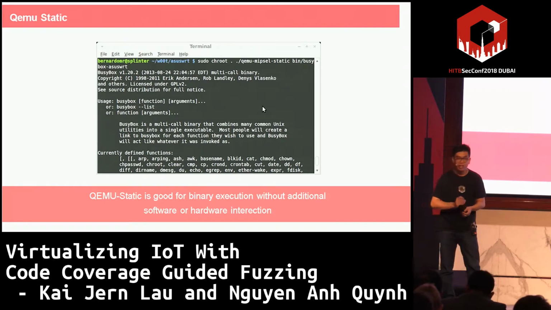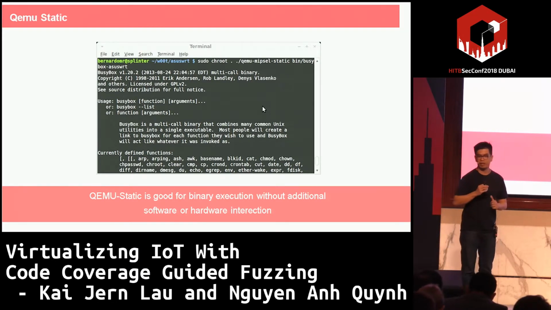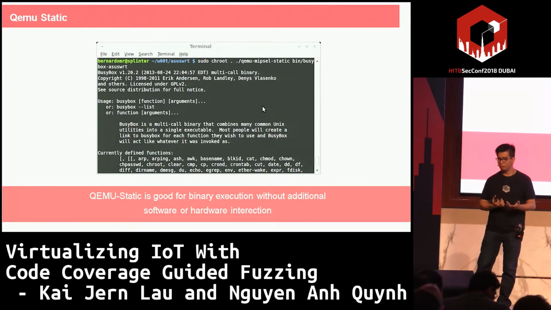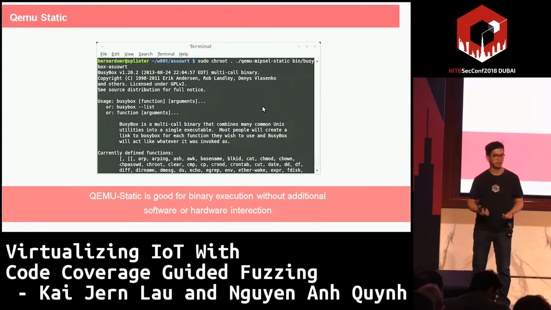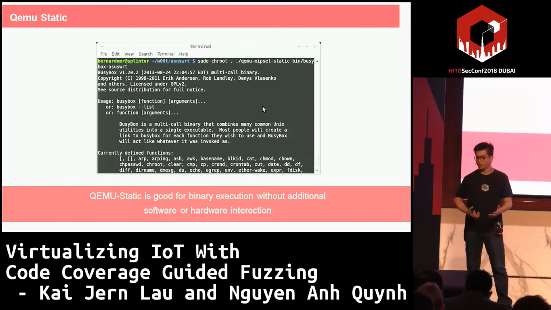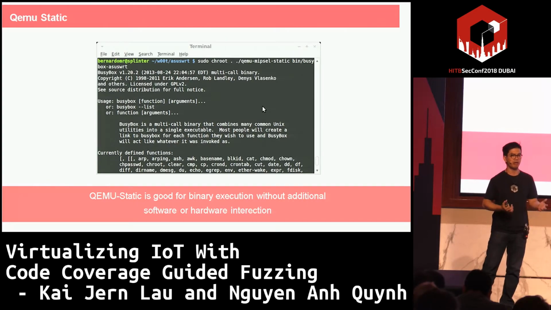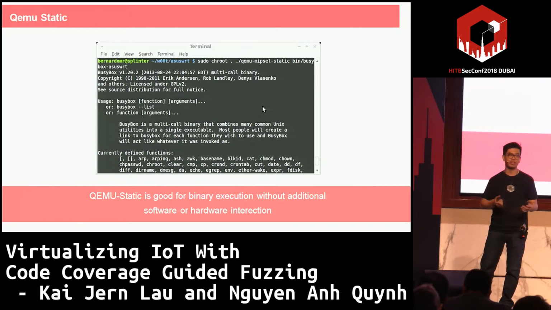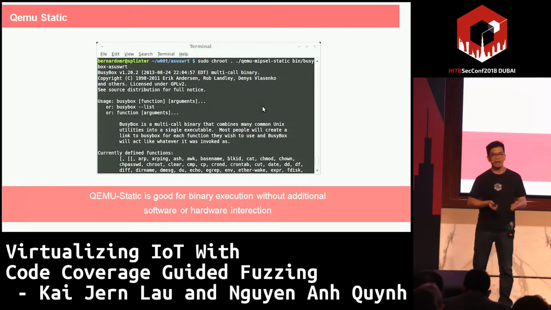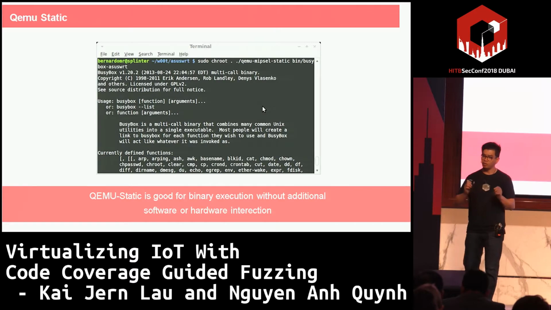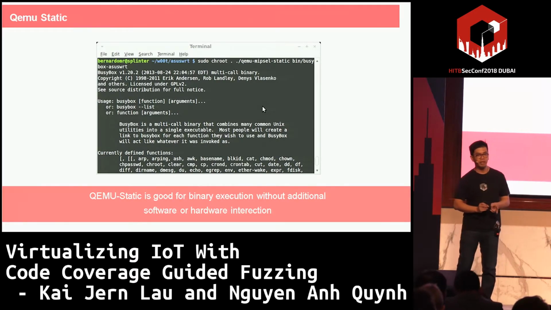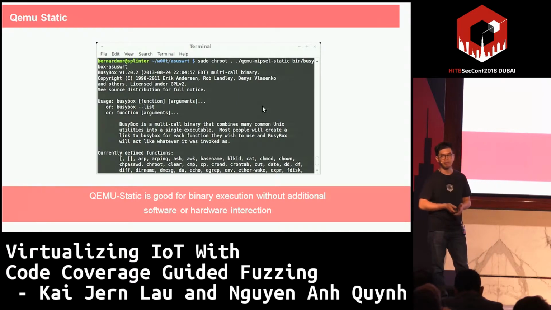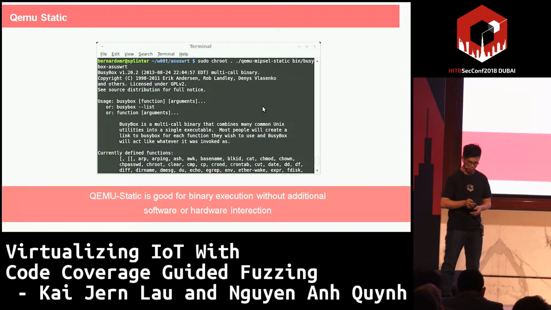But when you need interactions, there are a couple of IoT devices that require you to run when there is a camera. They look for cameras, they look for sensors, they look for motors. We have seen some IoT cameras running on motors, or a refrigerator looking for a temperature sensor. That is the thing that we bump into, and then you cannot do two binaries interacting together with QEMU user mode. That is the pain that we are facing.